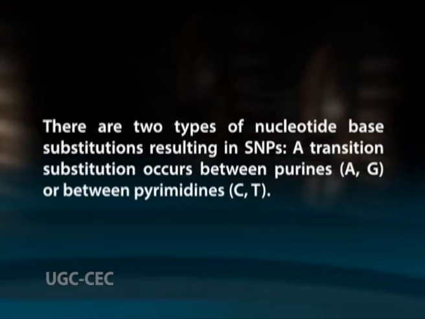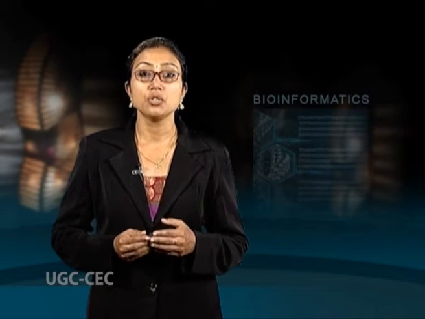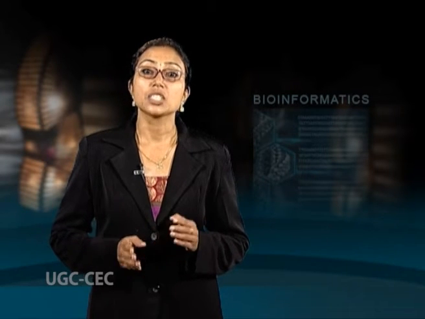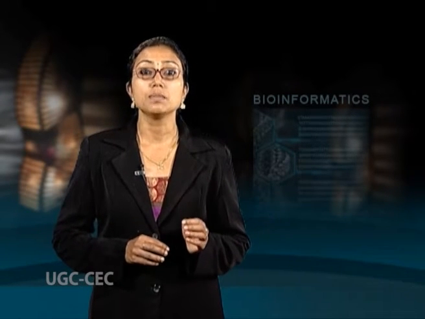There are 2 types of nucleotide base substitutions resulting in SNPs. A transition substitution occurs between purines, A and G, or between pyrimidines, C and T. This type of substitution constitutes 2/3 of all SNPs. A transversion substitution occurs between a purine and a pyrimidine.